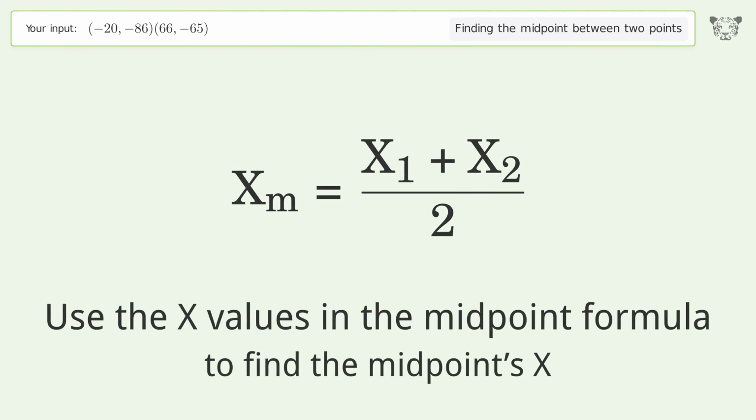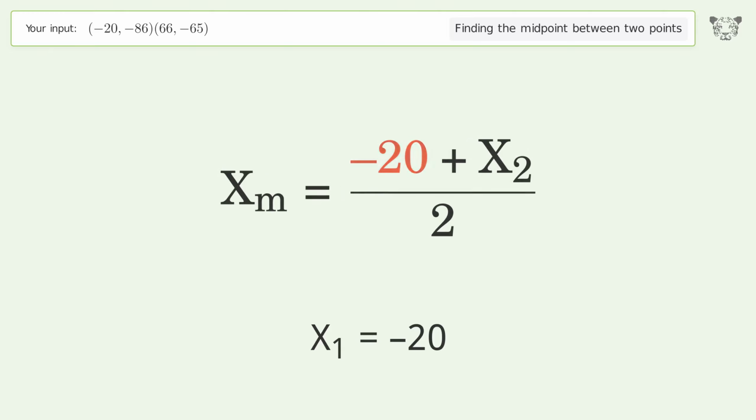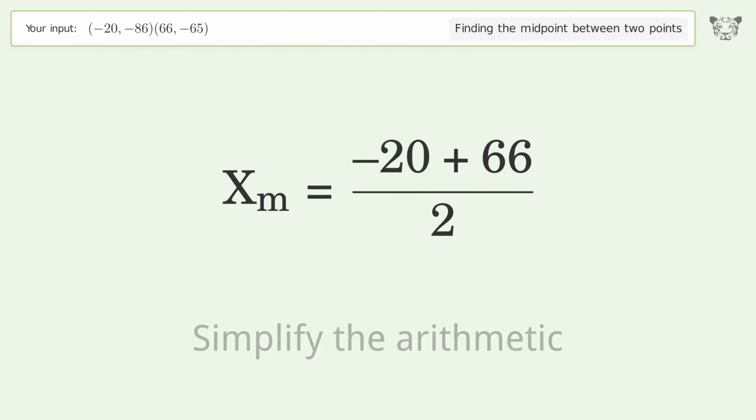Use the x values in the midpoint formula to find the midpoint's x. x1 equals negative 20. x2 equals 66. Simplify the arithmetic.